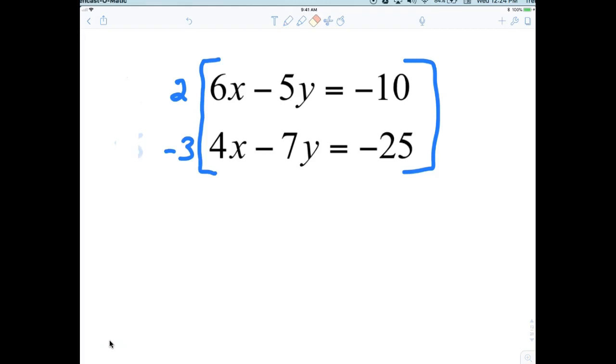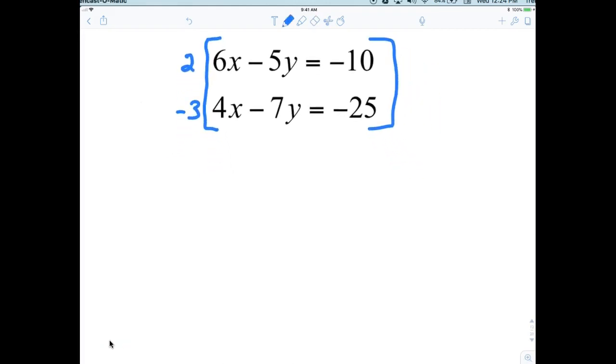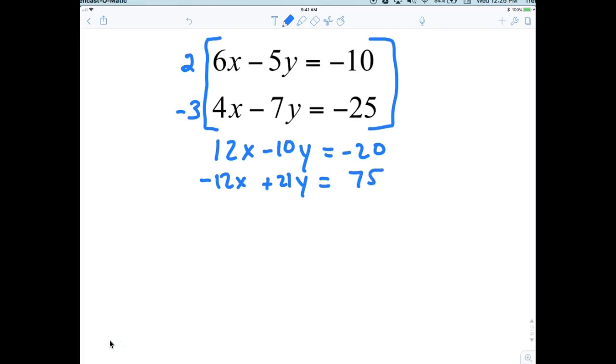I'm going to multiply the top equation by 2. If I multiply the top equation by 2, I get 12x minus 10y equals negative 20. And then I have negative 12x plus 21y equals 75. How is that? Everybody good? And now it's a matter of adding them, and the x's cancel. Because the x's cancel, I end up with 11y equals 55.